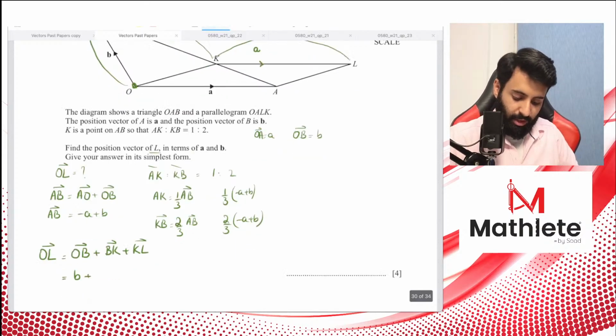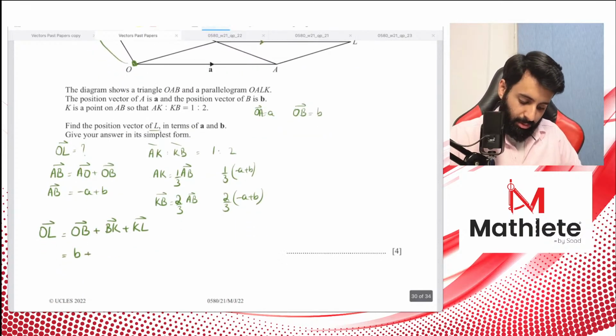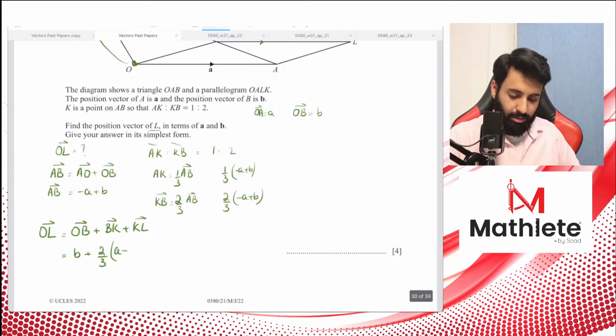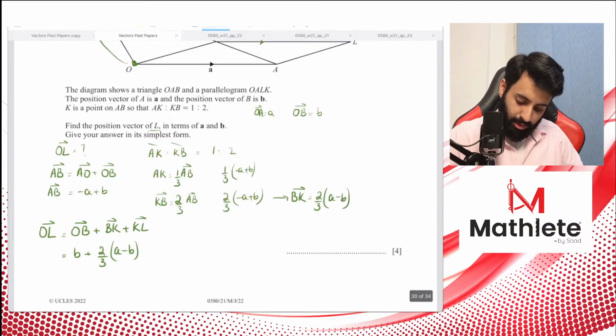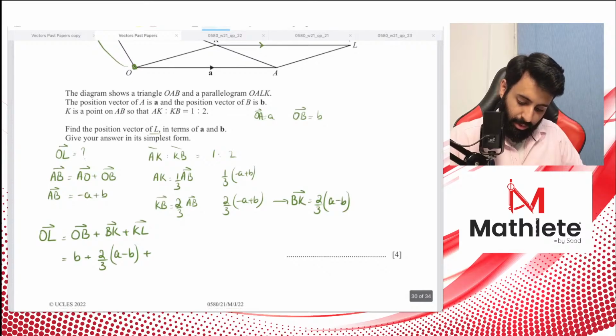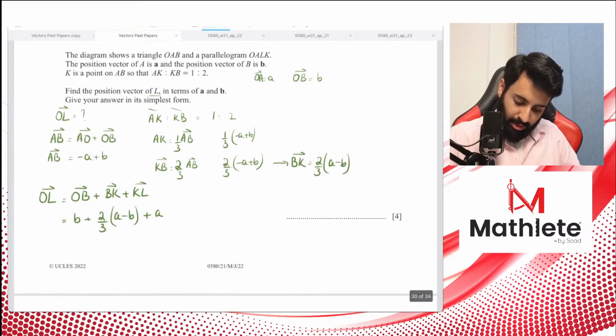Now, what is BK going to be, considering that KB is equal to 2/3 of minus A plus B? So BK is going to be 2/3 of A minus B. The signs are going to change. Remember that if you're working out BK, that's going to be equal to 2/3 of A minus B. So 2/3 of A minus B plus KL, which is something that we already worked out, it's equal to A.